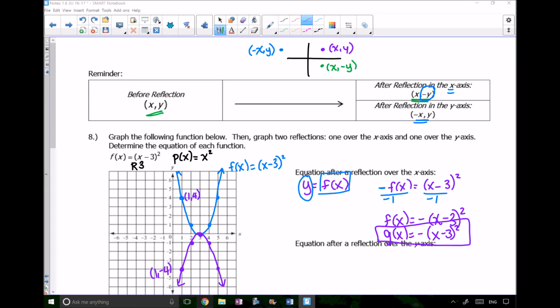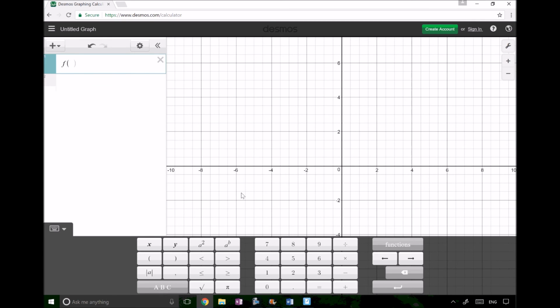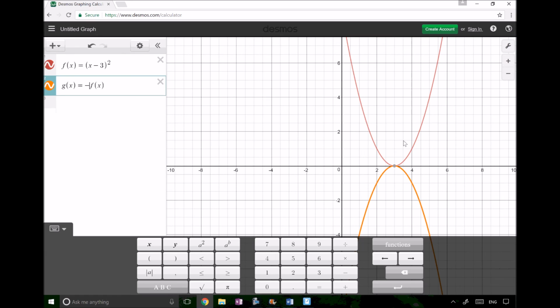Let's verify this with Desmos. If you look right here, our original function says f(x) equals (x - 3) squared. So that's exactly what we ended up getting when we graphed it out. And if you remember, your y value is going to become negative. So I'm going to take my f(x), which is my y value, and I'm going to make it negative. And this truly is a reflection in the x-axis, okay? So let's just verify that our equation lines up right here. (x - 3) quantity squared with a negative in front, it is a reflection in the x-axis.